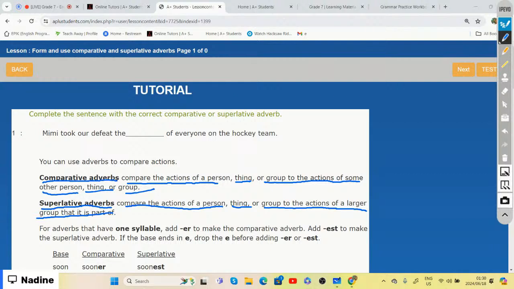And for adverbs that have one syllable, for example, we add er to make it a comparative adverb. And we add est to make the superlative adverb. And if the base of that word ends with an e, then we drop the e and we add er or est.